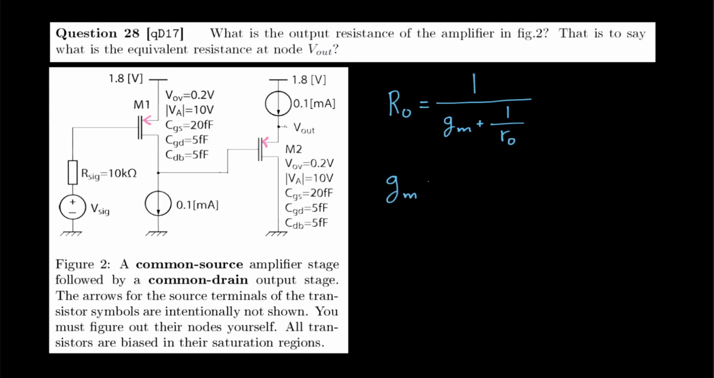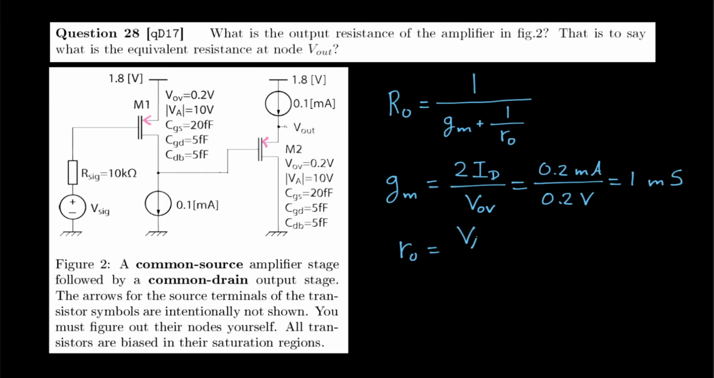The transconductance gain, Gm, is equal to 2 times the large signal current over the overdrive voltage. That's equal to 0.2 milliamps over 0.2 volts. And that gives us 1 millisiemens. The resistance Ro is given by the early voltage, Va, over the channel current, Id. Both parameters are given in the figure here, so that is 10 volts over 0.1 milliamps. And that gives us 100 kilo ohms.